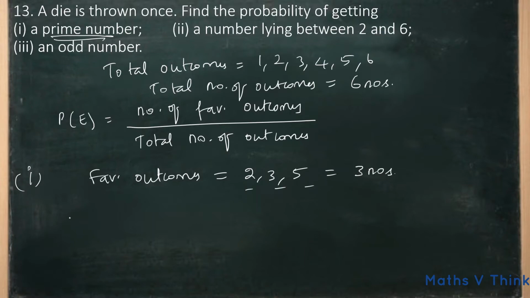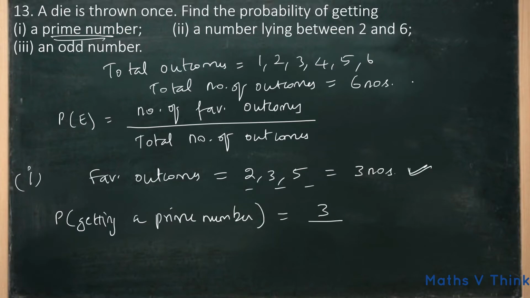1, 2, 3. The probability of getting a prime number is equal to number of favorable outcomes is 3. So 3 divided by total number of outcomes, which is 6. 3 by 6, that is 3 ones are 3, 3 twos are 6, which is equal to 1 by 2.